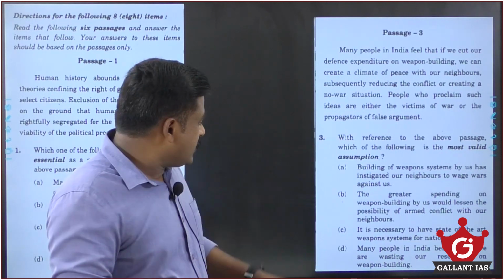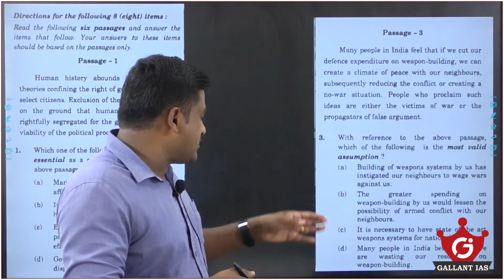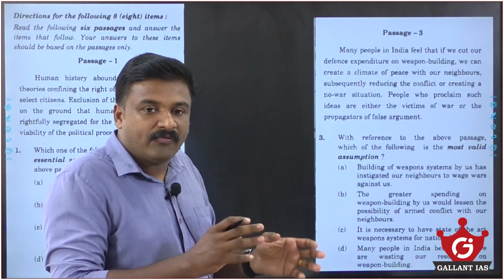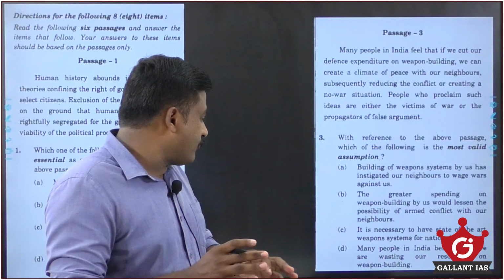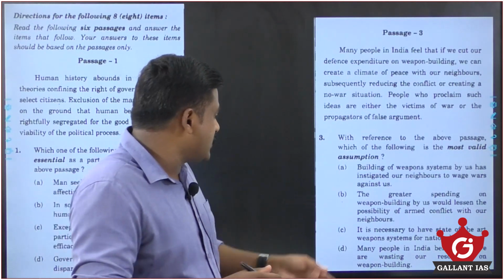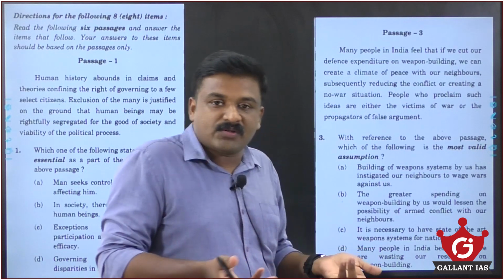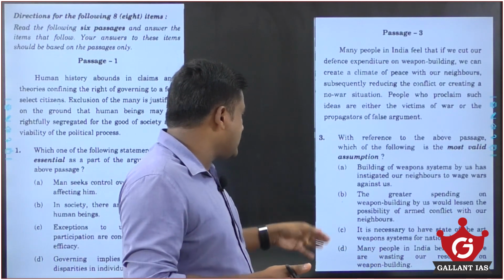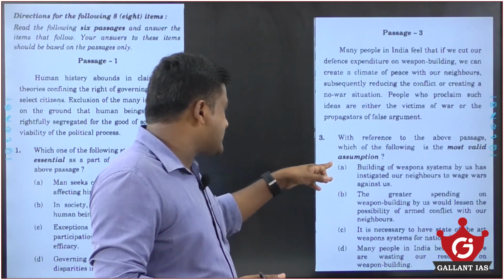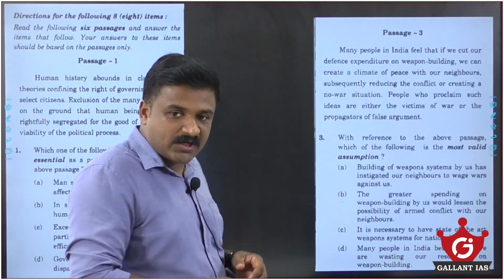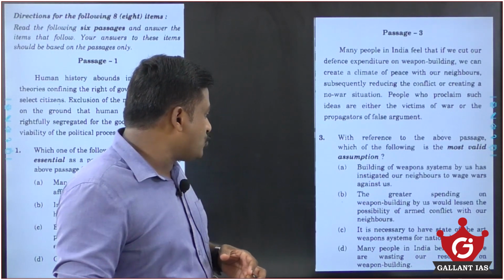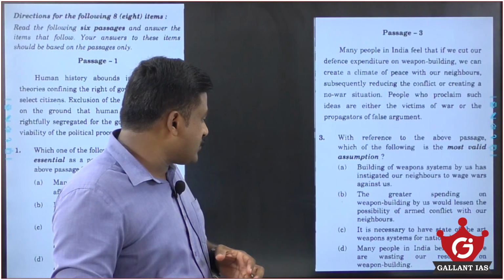So, actually, D is eliminated because no idea is conveyed in the passage about people thinking of wasting resources on weapon building. Such a wastage concept is not discussed here. Even national security system is not discussed here. So, I eliminated C and D. Now, the confusion is: building of weapon systems by us has instigated our neighbors to wage wars against us, or the greater spending on weapon building by us would lessen the possibility of armed conflict with our neighbors.